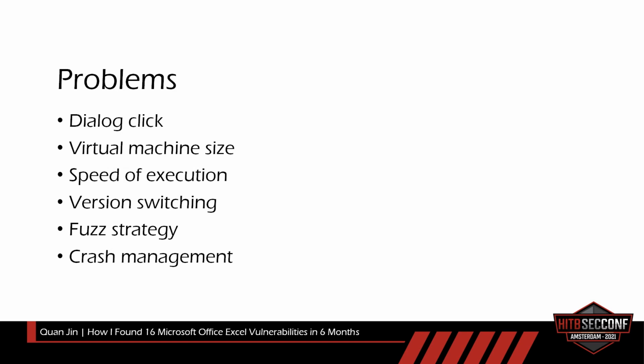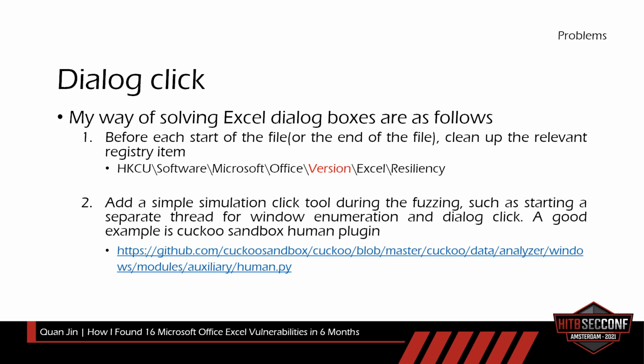Throughout the process, I encountered at least the following problems: dialog click, virtual machine size, speed of execution, version switching, fuzz strategy, and crash management. Let's see them one by one. The Excel software has various dialog boxes during execution. Some dialog boxes, such as Safe Mode, can be resolved by cleaning the registry, while others need to be manually clicked. My way of solving these dialog boxes is as follows.